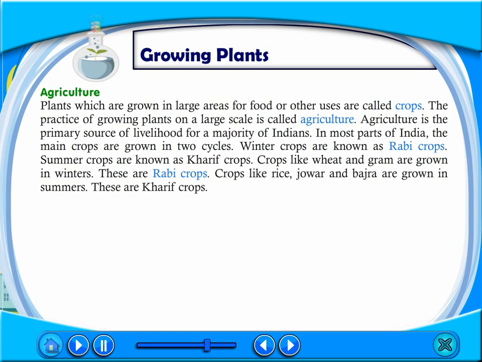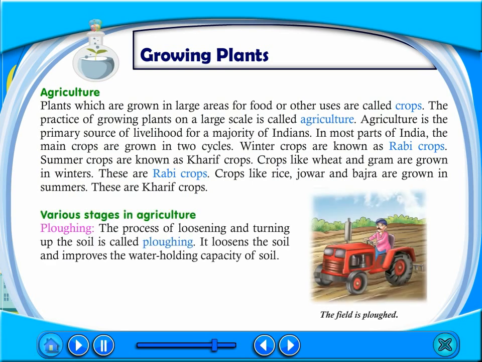Agriculture. Plants which are grown in large areas for food or other uses are called crops. The practice of growing plants on a large scale is called agriculture. Agriculture is the primary source of livelihood for a majority of Indians. In most parts of India, the main crops are grown in two cycles. Winter crops are known as Rabi crops. Summer crops are known as Kharif crops. Crops like wheat and gram are grown in winters. These are Rabi crops. Crops like rice, jowar and bajra are grown in summers. These are Kharif crops.